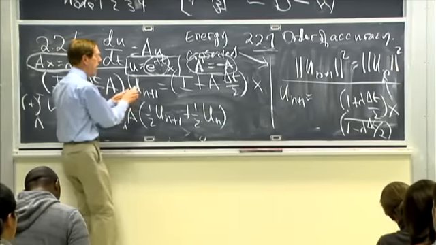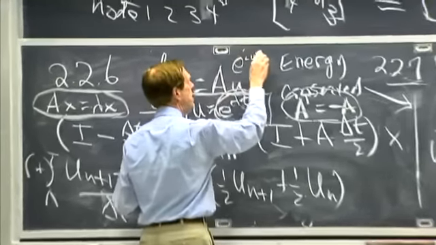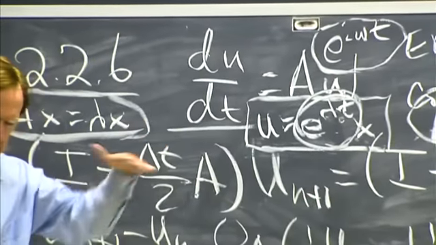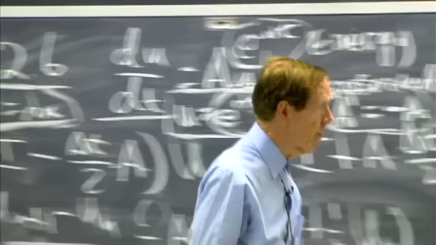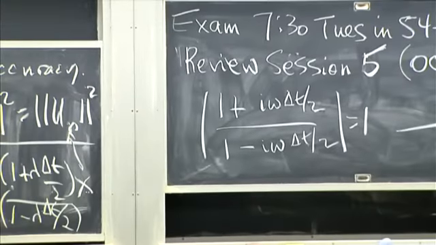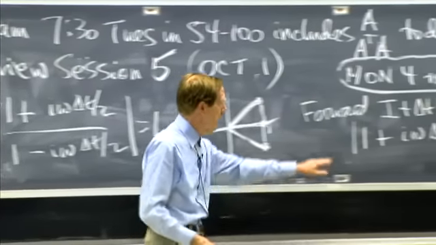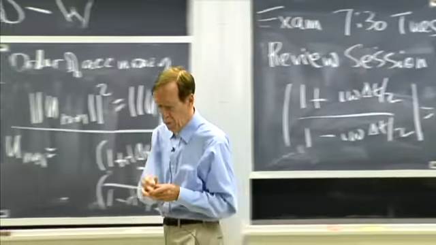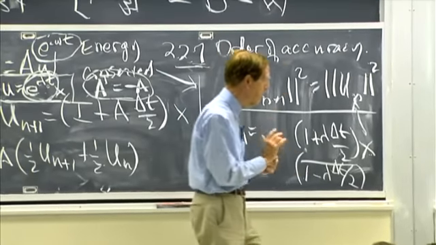So here's the correct number. This is my e to the I omega t. That's the correct number that I should be multiplying by. And the actual number that I'm multiplying by is that one, or in the forward Euler case, it's that one. And so I'm comparing the one-step accuracy. So let me compare one-step accuracy.